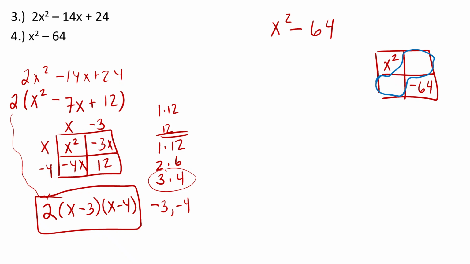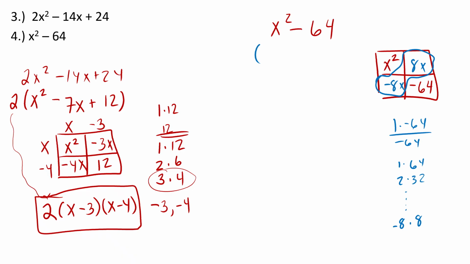Now you can use the area model for this. You can say, I'm going to do 1 times negative 64, and then I'm going to find all my factors of 64. What you'll notice though is that if you want them to cancel out, you're going to need the two factors that are like the square root of the 64. And so it would be the 8 and the -8. And that's what would have gone in there.